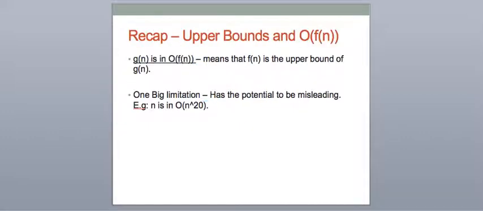So, to quickly recap upper bounds in big O notation, recall that if you choose a constant c and a constant capital N, and show that f of n is less than or equal to c times g of n for all n greater than or equal to capital N, then f of n is in big O of g of n. The limit of this piece of information is really that it only gives you an upper bound on f. So, the statement that n is in big O of n to the 20 would be true, but that doesn't really tell us a lot about the runtime. As a result, big O notation has the potential to be misleading by itself.